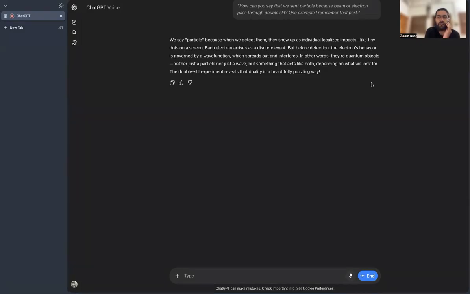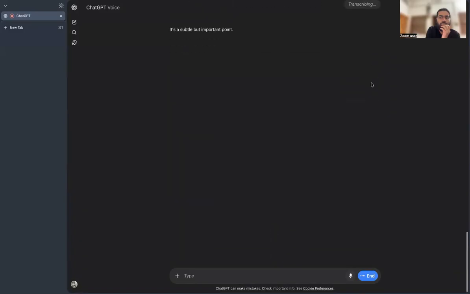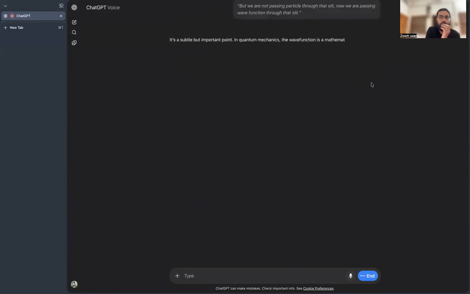But we are not passing a particle through that slit now. We are passing the wave function through that slit. It's a subtle but important point. In quantum mechanics, the wave function is a mathematical tool that describes the particle's behavior, its probabilities. But the physical electron or photon still goes through the slits.